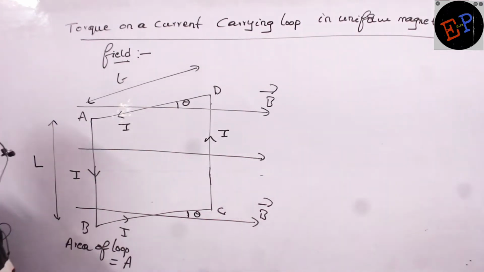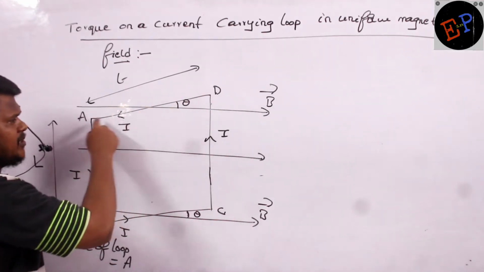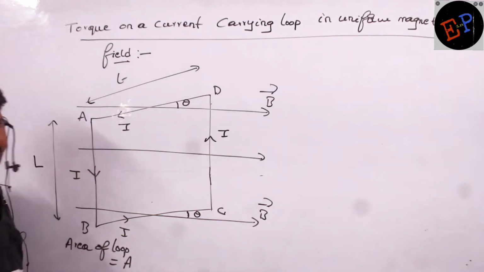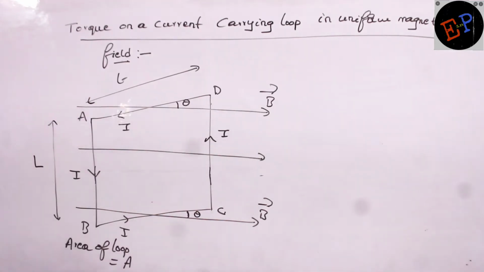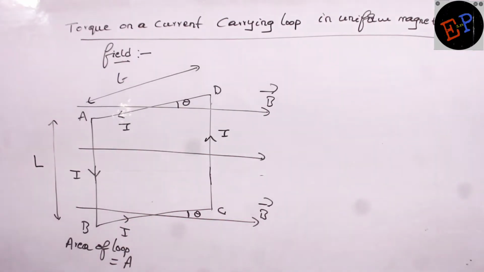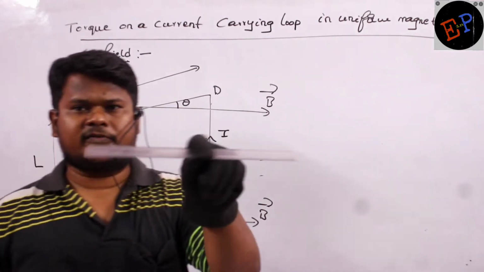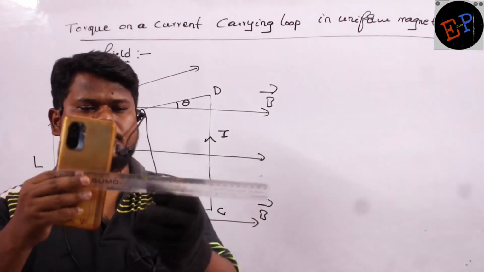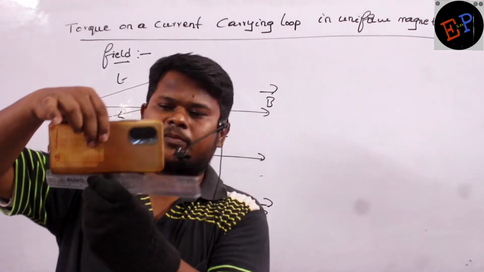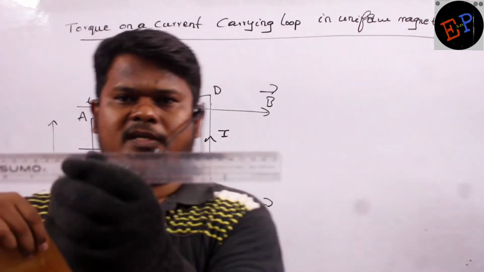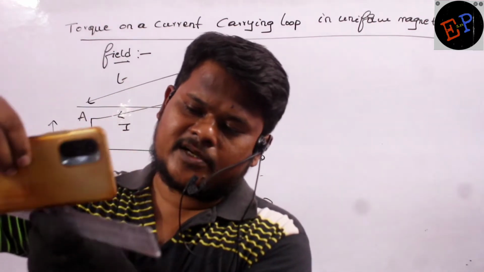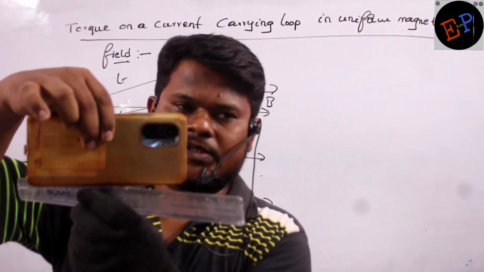Now first of all, can you say this side AD, it will experience force in which direction? See, I will explain to you the direction for the coil. Consider this is the magnetic field direction. Magnetic field is like this. The coil is like this. Are you able to see this? This coil is arranged like this, so it is making a small angle of theta. Are you able to understand?